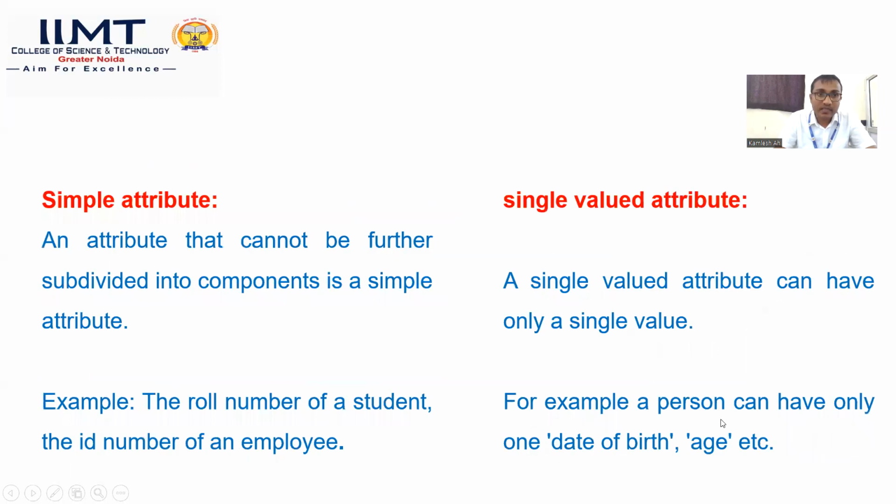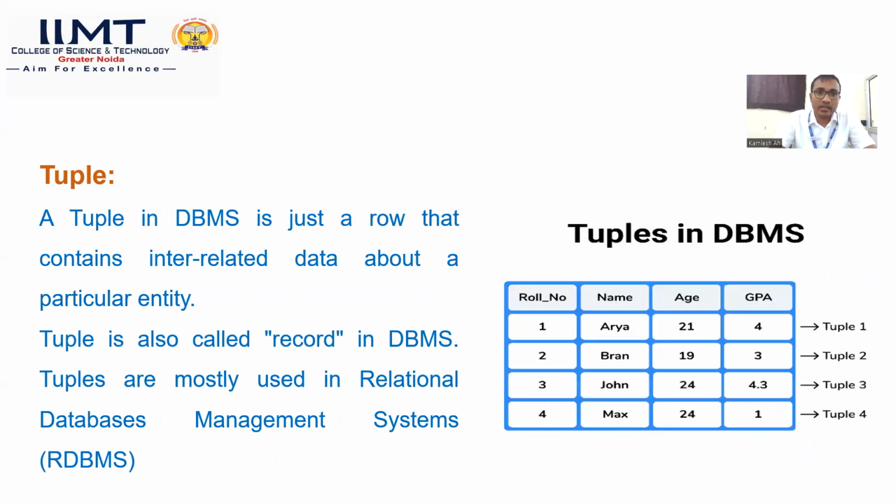Simple attribute: an attribute that cannot be further subdivided into components is a simple attribute. Example, the roll number of a student, the ID number of an employee. So this is the simple attribute. Single value attribute: a single value attribute can have only a single value. For example, a person can have only one date of birth, age, etc. This is the single value attribute.